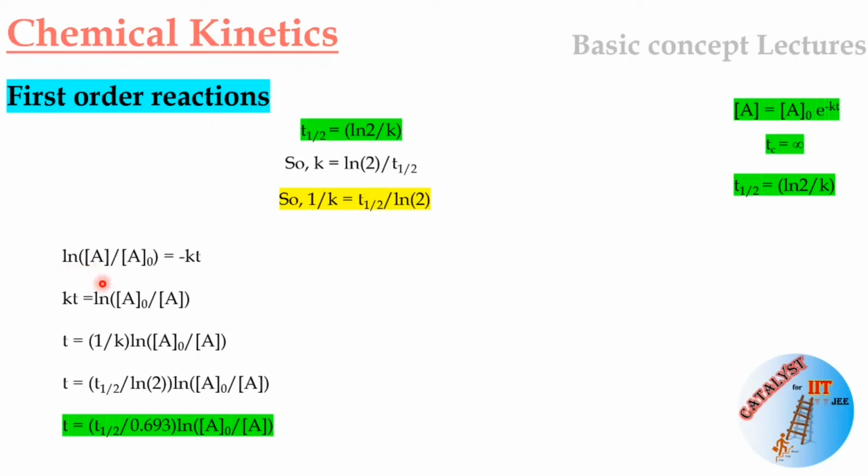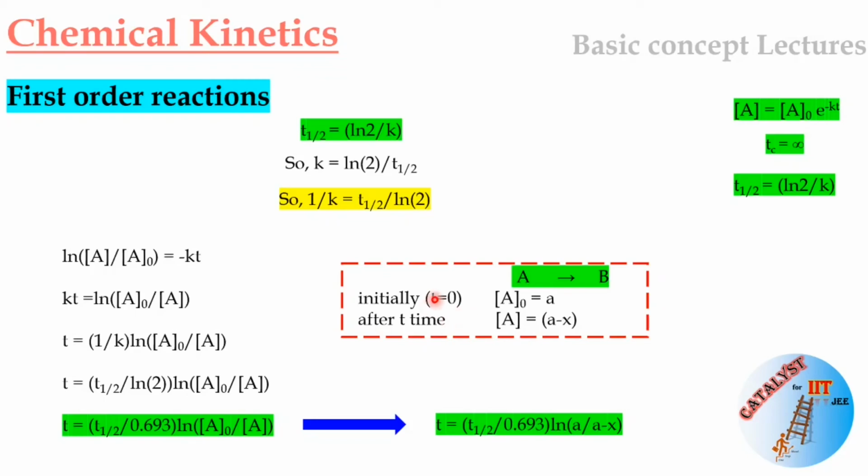So ln a by a naught equal to minus kt. So now kt we can write as ln a naught by a. So t equal to 1 by k ln a naught by a, correct? Now 1 by k that we have seen here is equal to t half by ln2. So you put this 1 by k value here and you get t equal to t half by ln2 times ln a naught by a. So ln2 has the numerical value 0.693 and you put it here. So what you get is t equal to t half by 0.693 ln a naught by a.